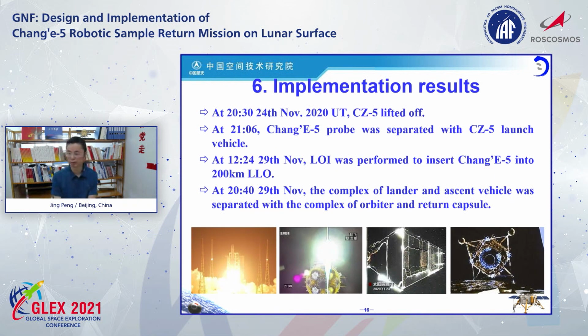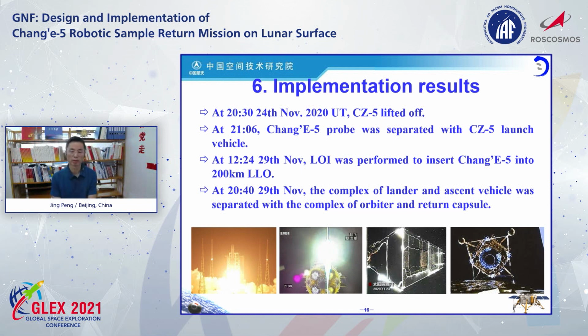In the last part of my presentation, I'd like to share some implementation results of the Chang'e-5 probe. At 24th November 2020 Universal Time, the Long March 5 rocket lifted off at 21:06. About 36 minutes after the liftoff of the rocket, the Chang'e-5 probe was separated from the launch vehicle. At 12:24, 29th November, lunar orbit insertion was performed, the second lunar orbit insertion to insert the probe into 200 kilometers lunar low orbit.